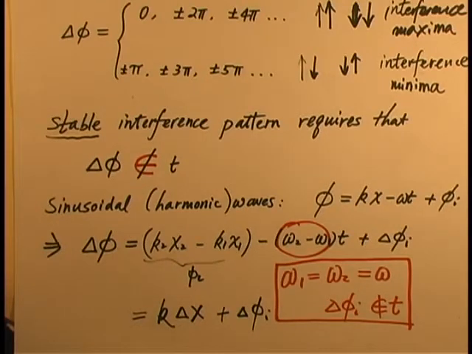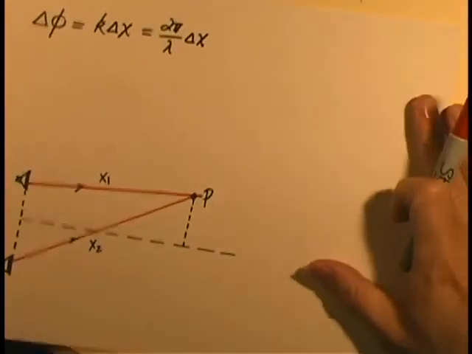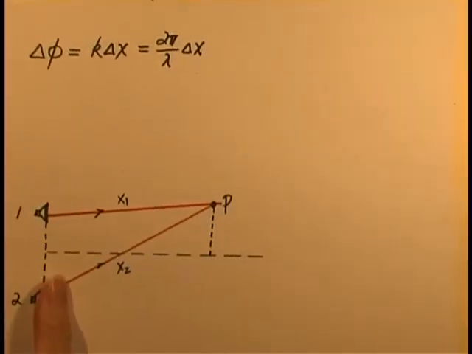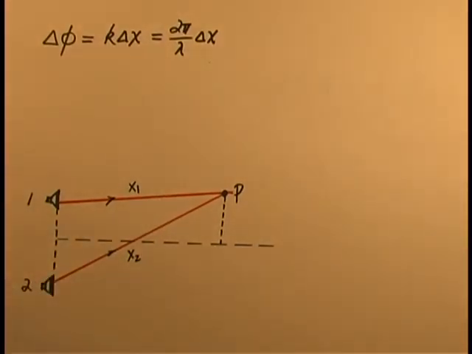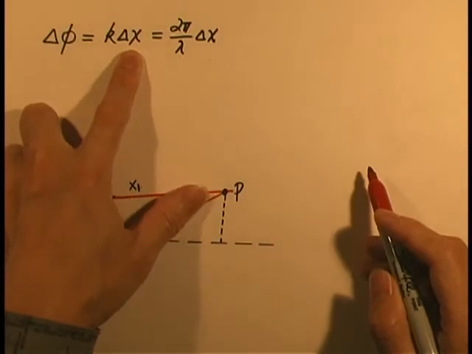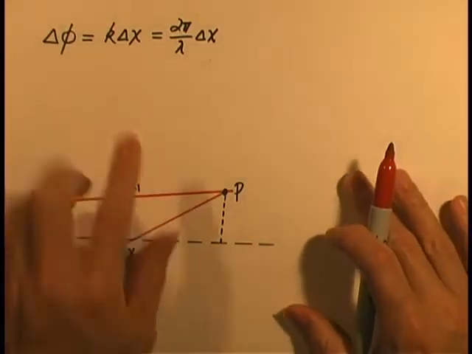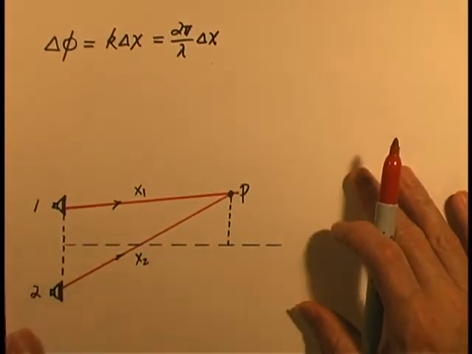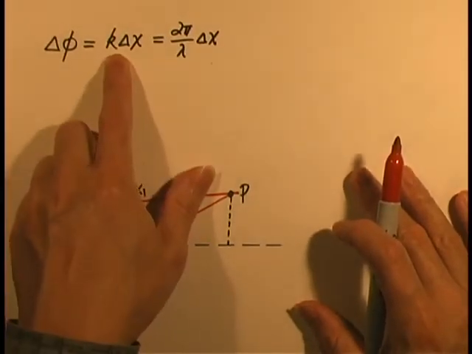Let's continue. We can write delta phi as k delta x. I'm assuming that the initial phase angle difference is 0. For simplicity, they don't have to be, but oftentimes they are 0. What is k anyway? k is 2 pi over lambda, right?